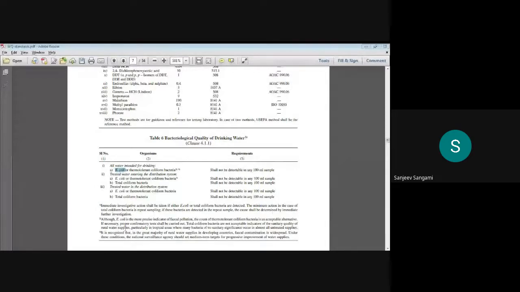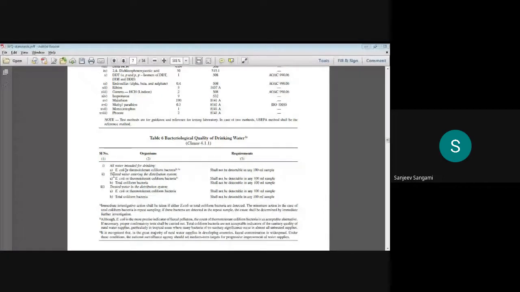Suppose it enters a water body, or if you drink it, suddenly dysentery will start. If dysentery is starting, it means E. coli is responsible for that. Okay, E. coli is very dangerous also. How exactly are we going to determine this E. coli? We determine E. coli in terms of MPN, the most probable number, which will say how many pathogens are there.